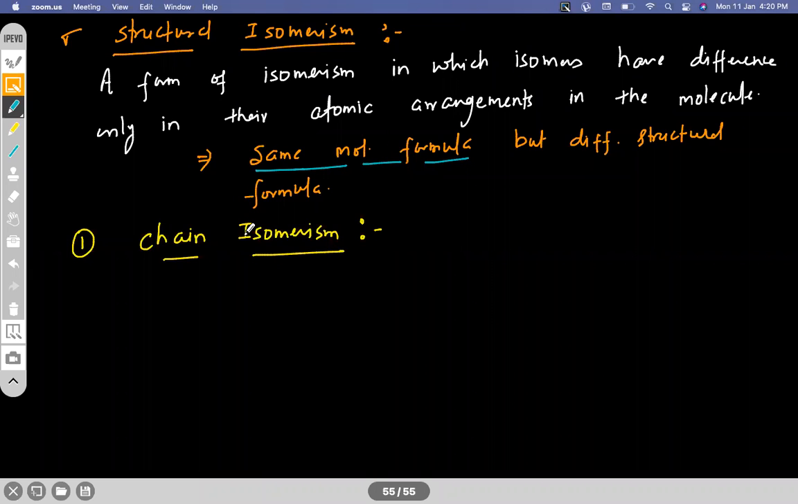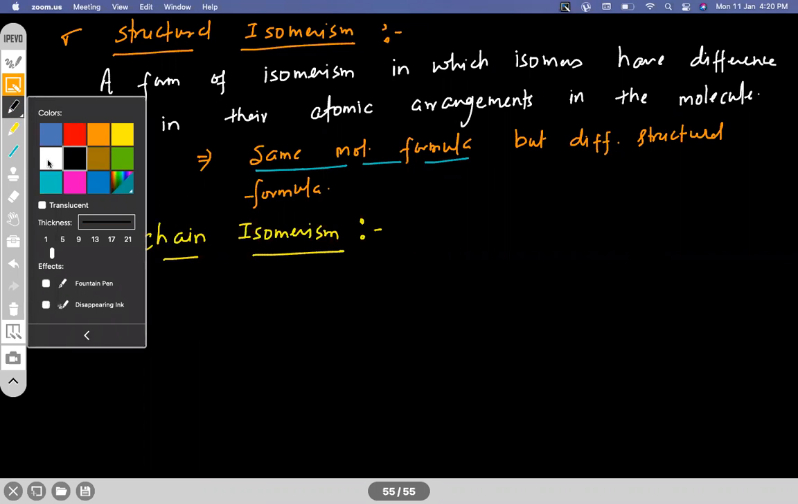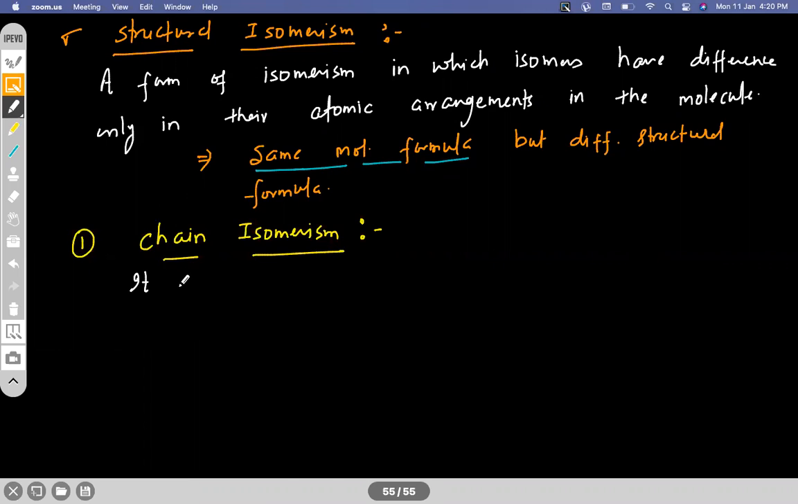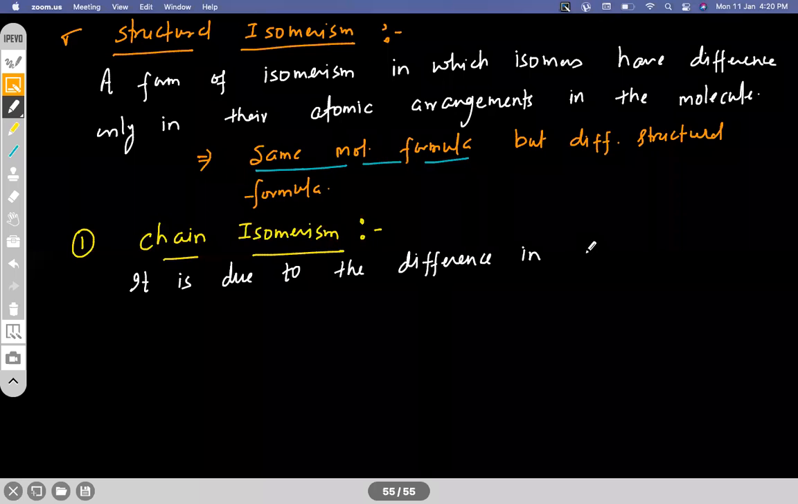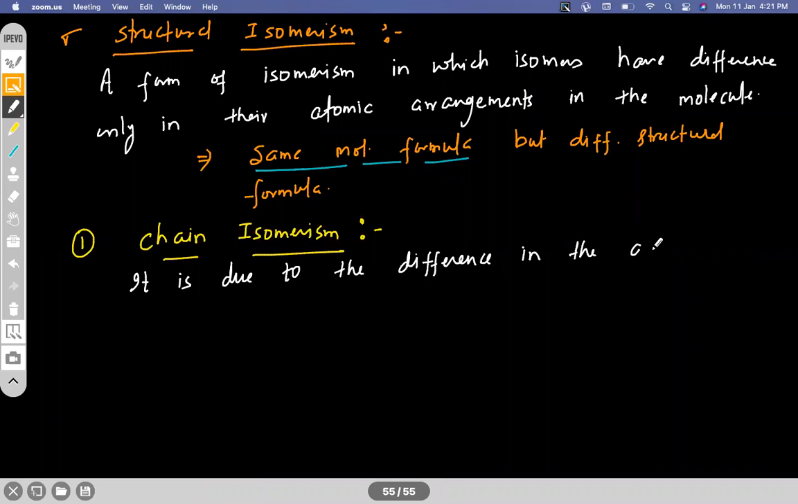So write down. It is due to the difference in the arrangement of carbon atoms constituting the chain.